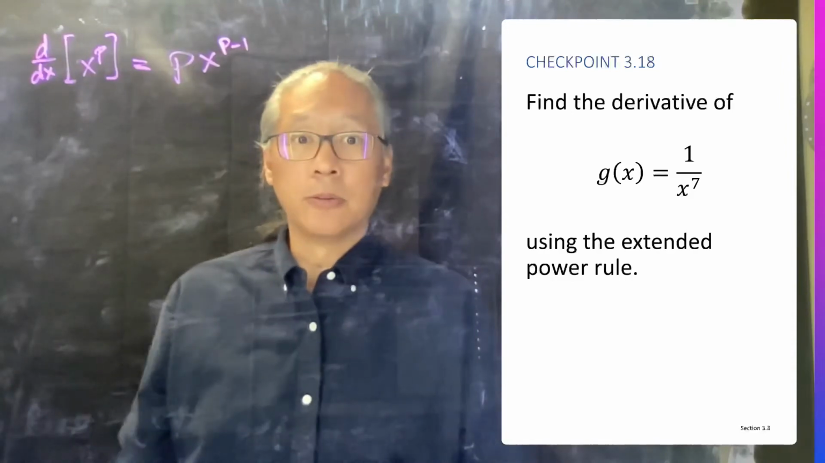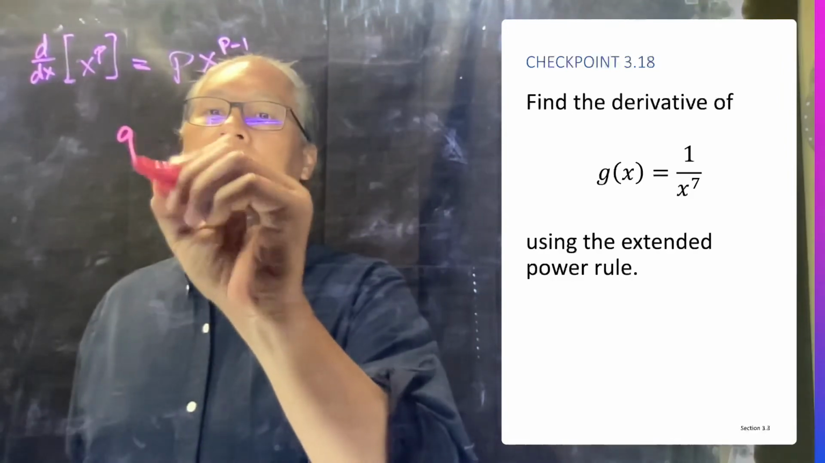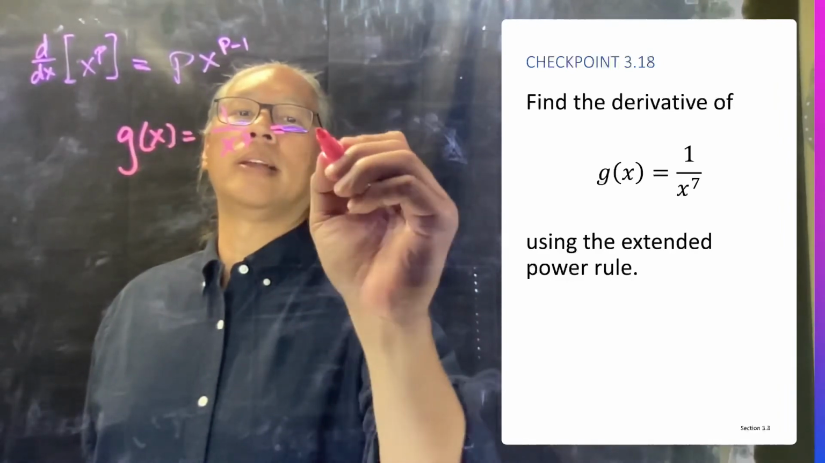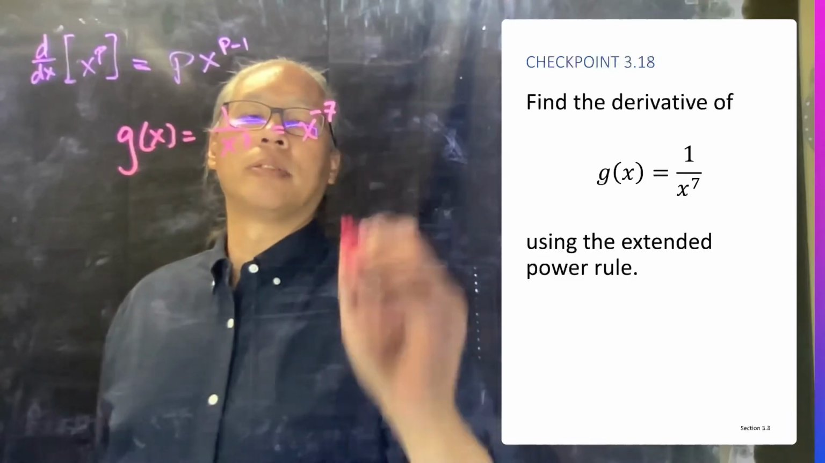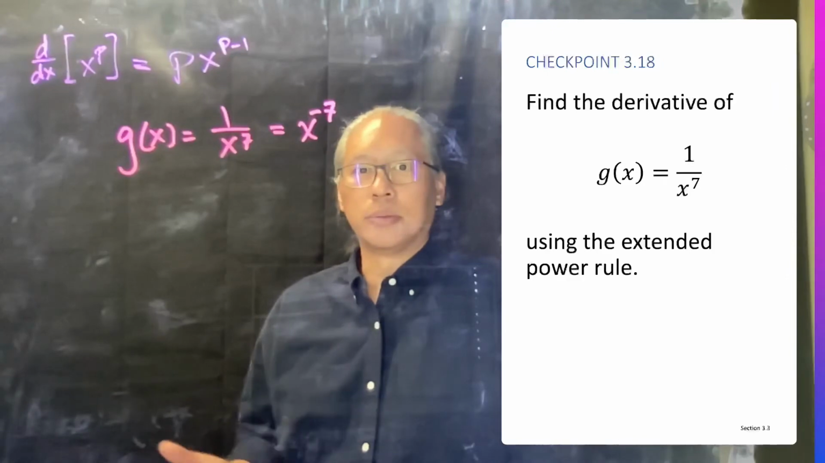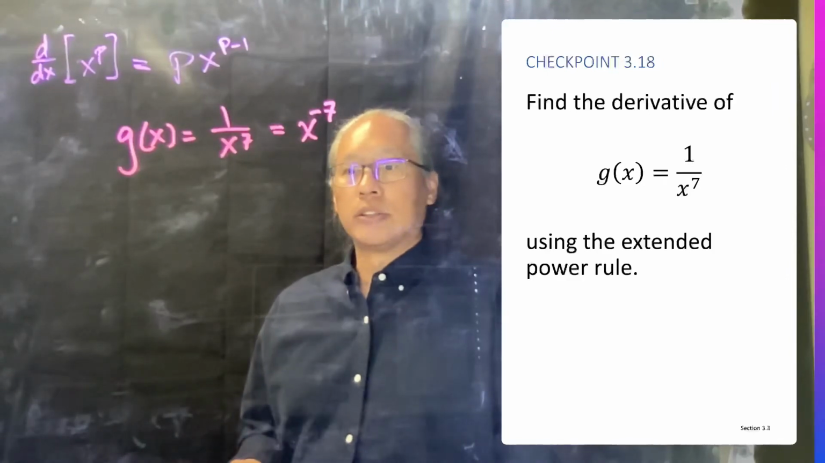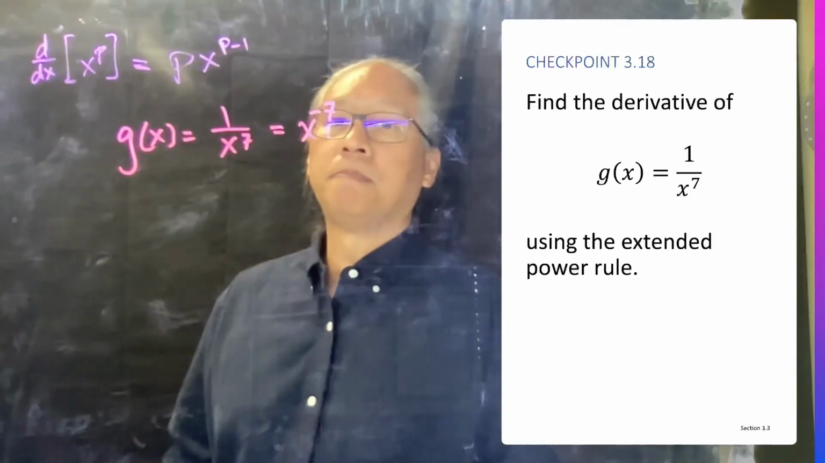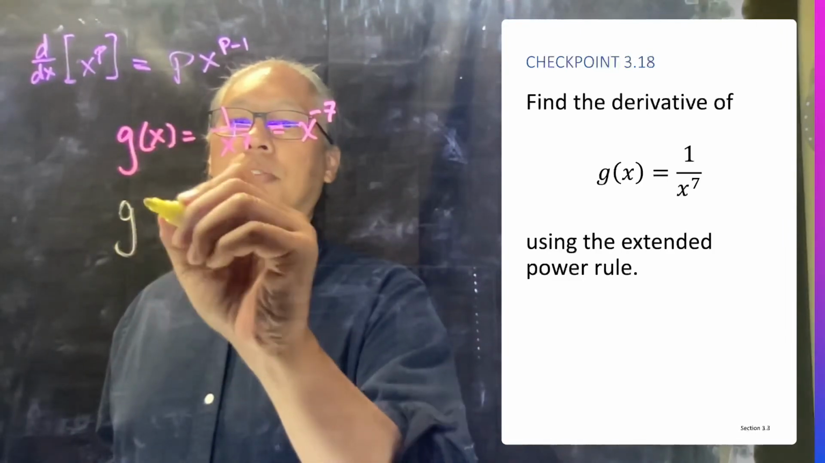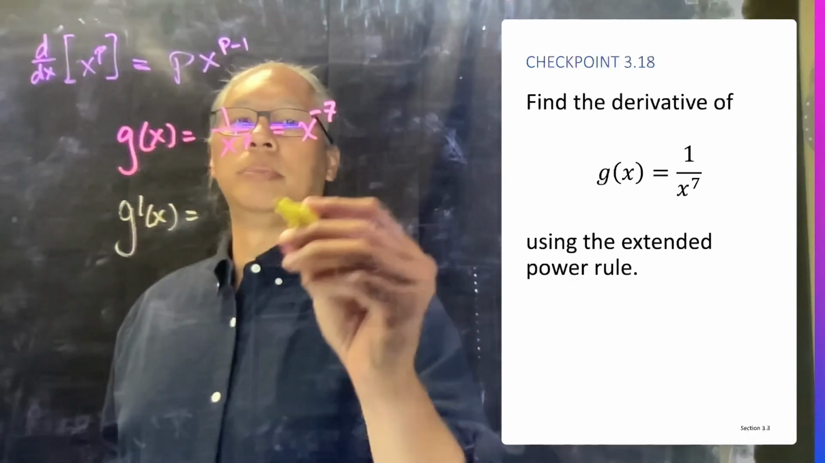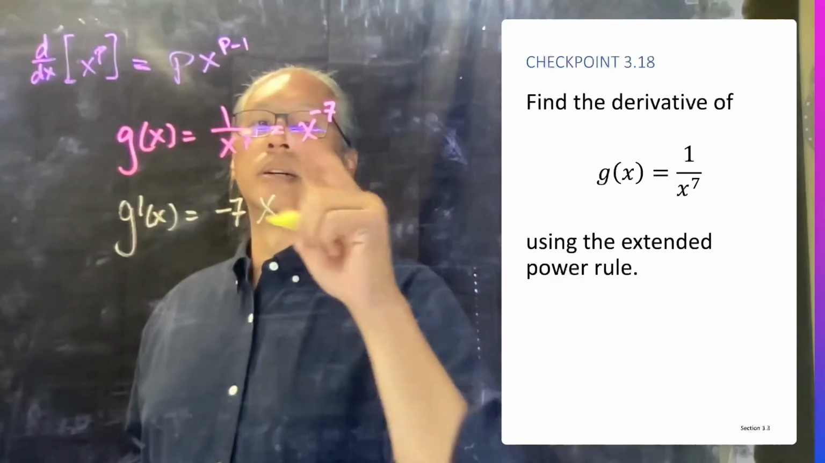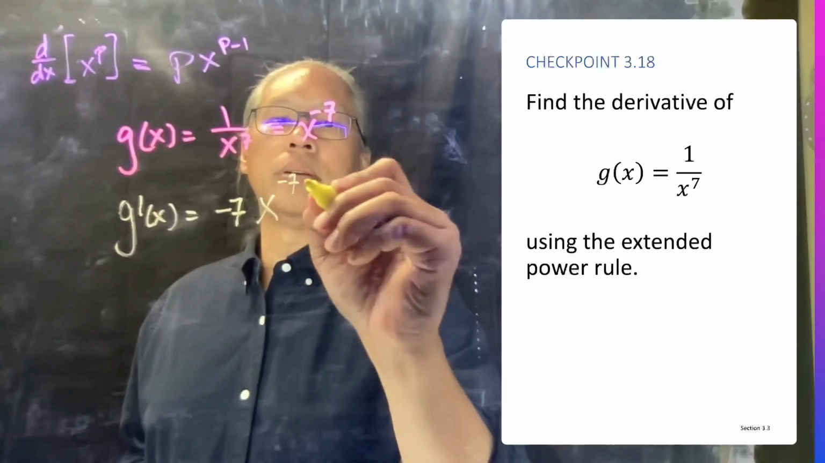Okay, so what we'll do is we'll take our function g of x, which is equal to 1 over x to the 7th, and let's rewrite it as x to the negative 7th power, because that's what the rules for exponents tell us. So now if we want the derivative of this, we'll just treat negative 7 as if it was p. So g prime of x is going to be negative 7 x to the, now we have negative 7 minus 1.